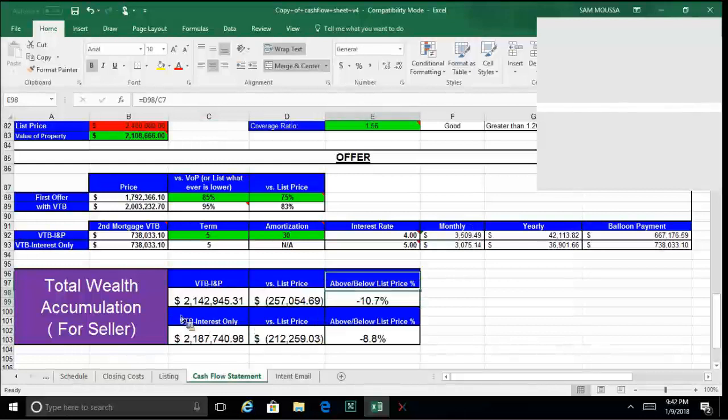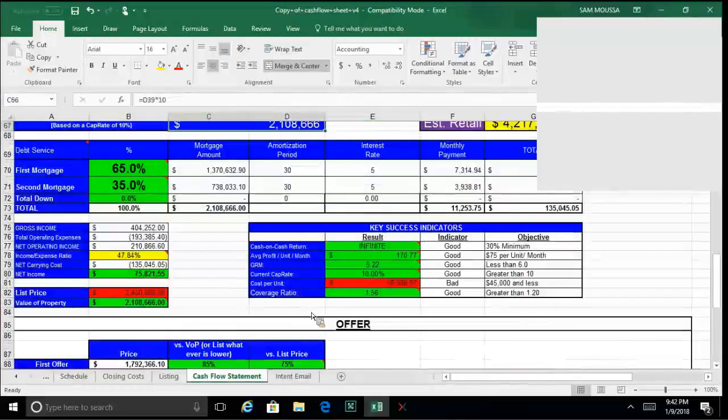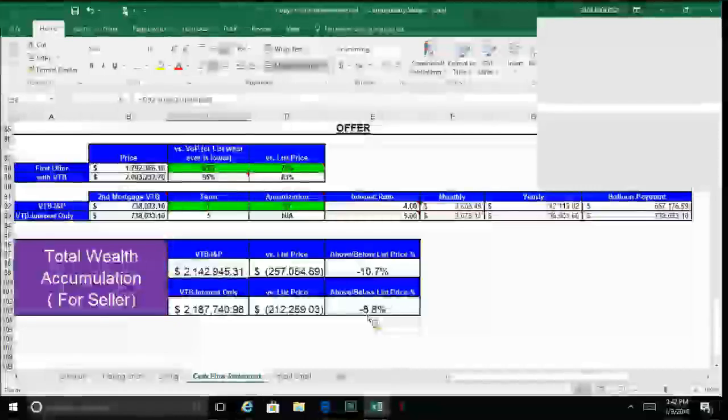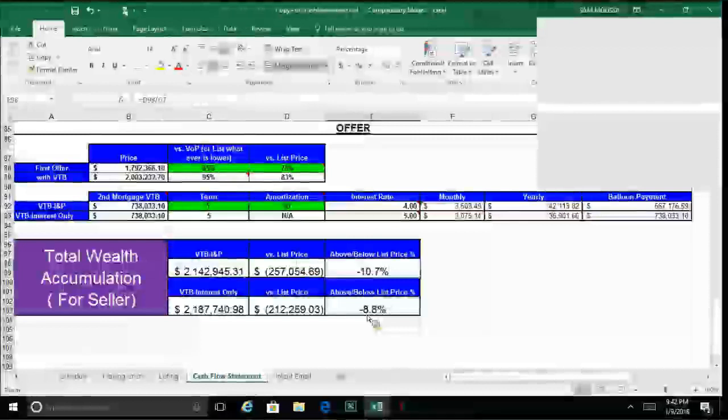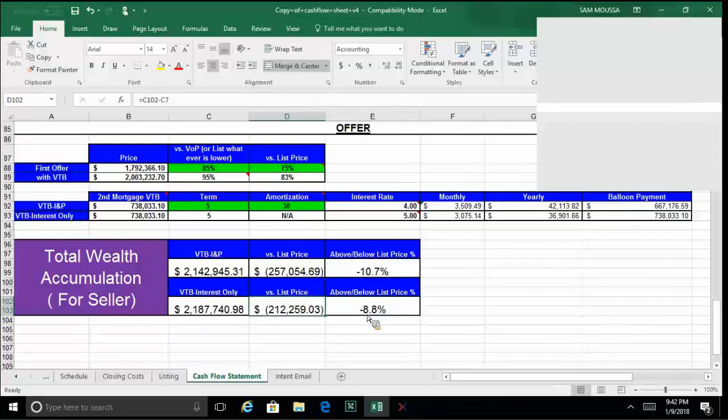I think this is good too, because it shows that even though we're purchasing for 2,100,000, we're actually going to pay you 2,142,000, and that's less of a discount than you originally thought, right? And then we have VTB interest only. That's always going to be a little bit better for them because the interest rate is a little bit higher, and they're getting interest on the whole amount, and that brings it up to $2,187,740 versus the list price, a discount of only 8.8%. Okay, does that make sense to everybody? Anybody have any questions?